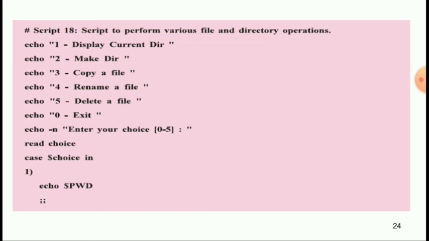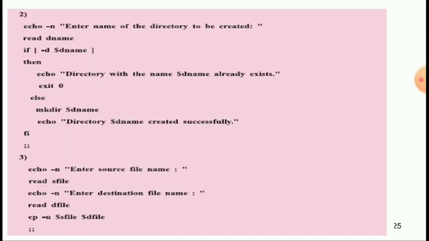So number 1 case: case $choice in 1) echo $PWD and then double semicolon. That means the first case is over. Second number: echo -n enter name of the directory to be created.